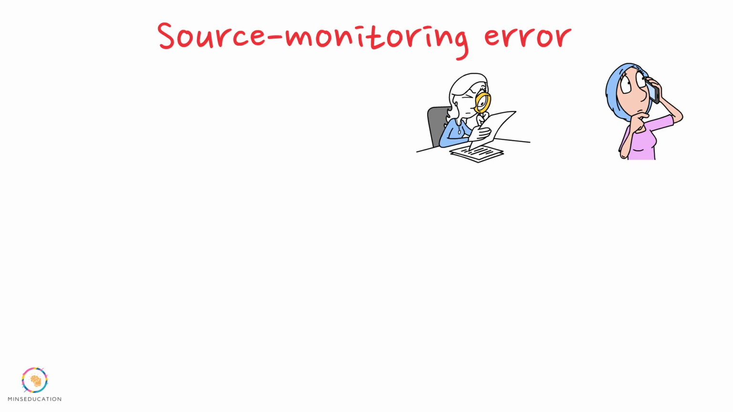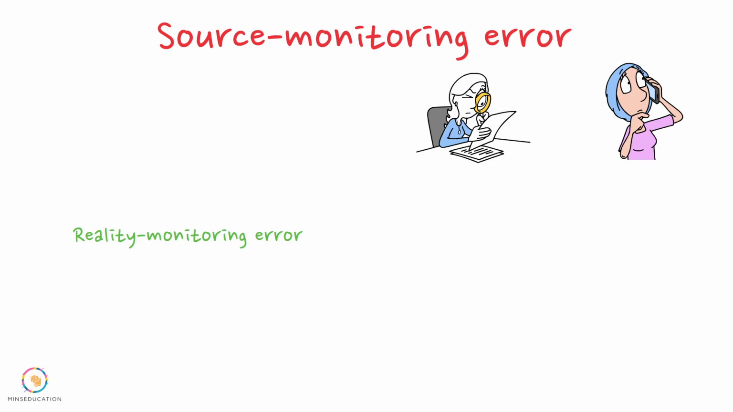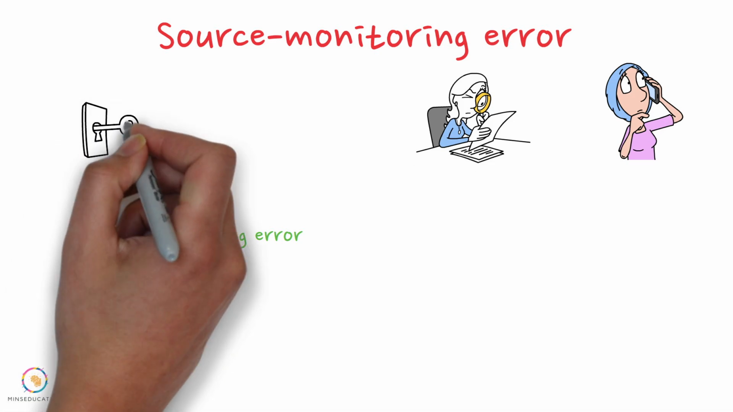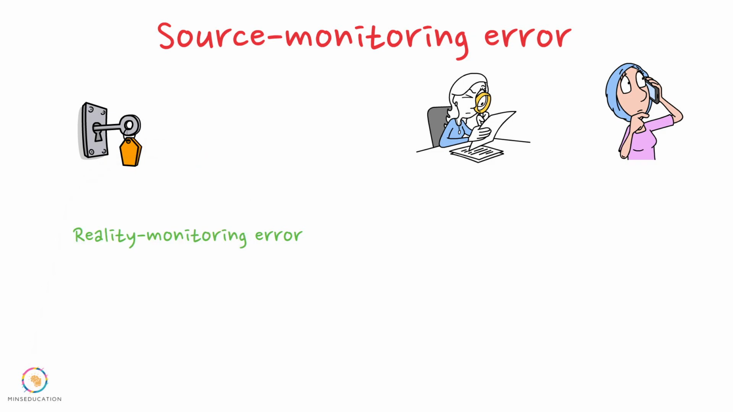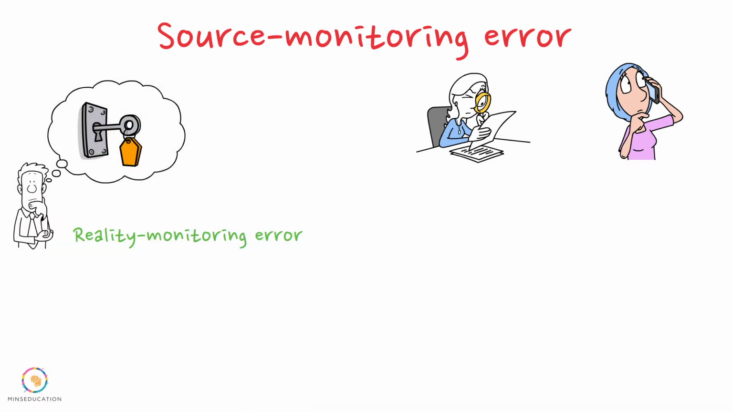One common type of source monitoring error is called a reality monitoring error. This happens when we confuse something we imagined with something that actually occurred. For instance, you might remember locking your front door because you pictured yourself doing it, only to find later that you left it wide open.